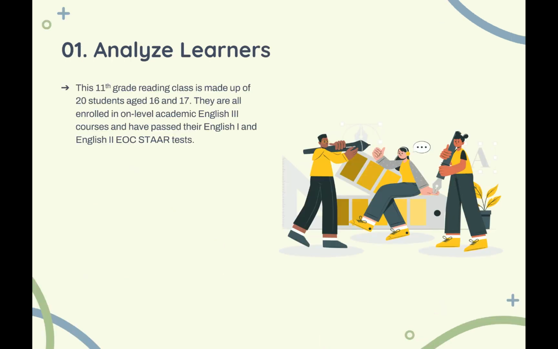Number 1, analyzing learners. This 11th grade reading class is made up of 20 students aged 16 and 17. They're all enrolled in on-level English 3, and they've all passed their English 1 and 2 EOC tests. 5 of the 20 receive special education services, and 10 receive 504 services.